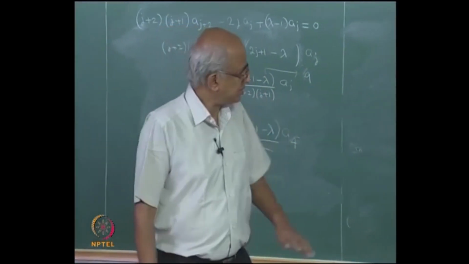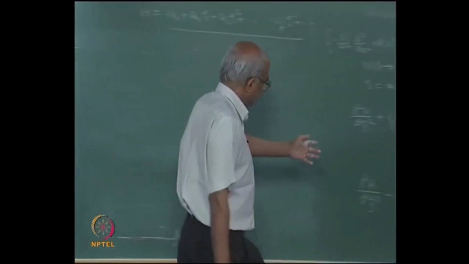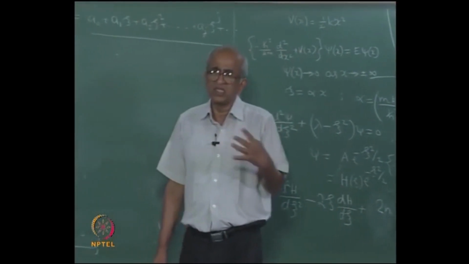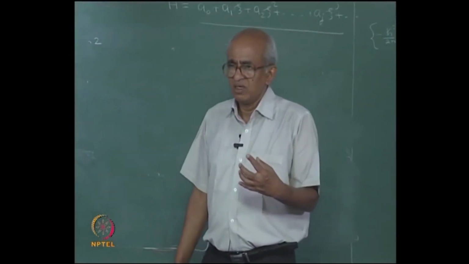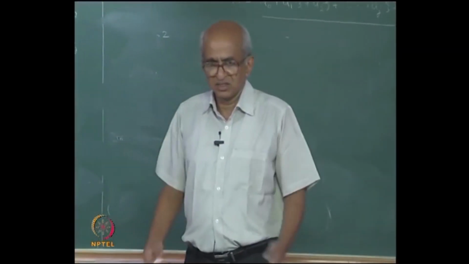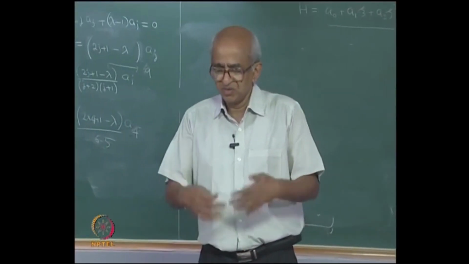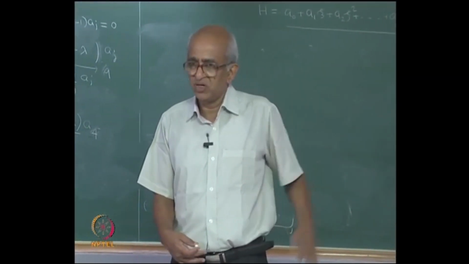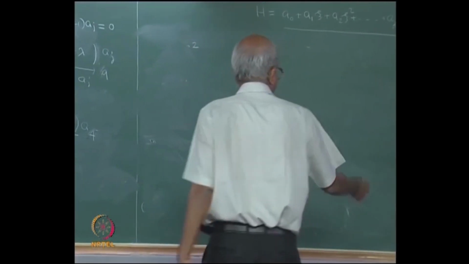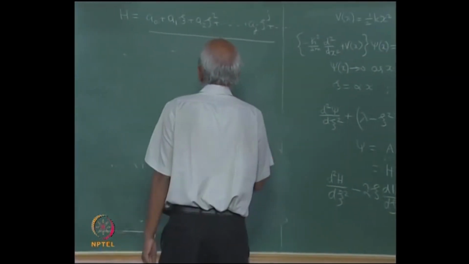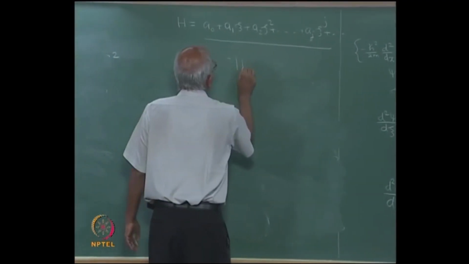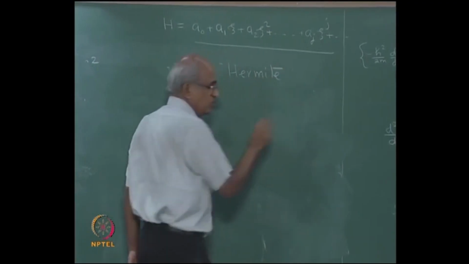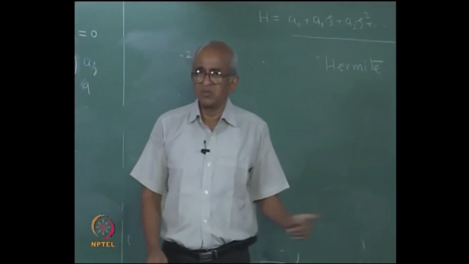But it so happens that the functions which obey this differential equation were very well known to mathematicians, right. Even before quantum mechanics came up, mathematicians had studied those differential equations and the associated polynomials, and they were studied by the person called Hermite. And so, these polynomials are known as Hermite's polynomials.